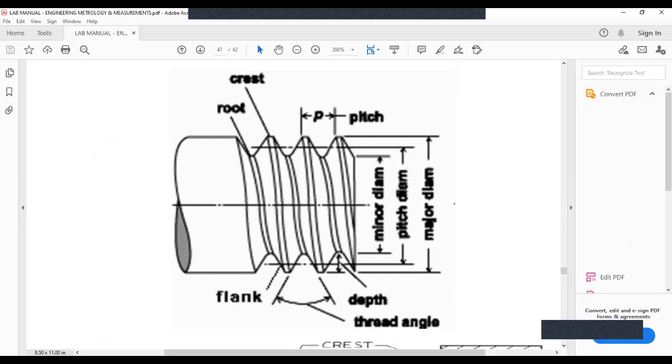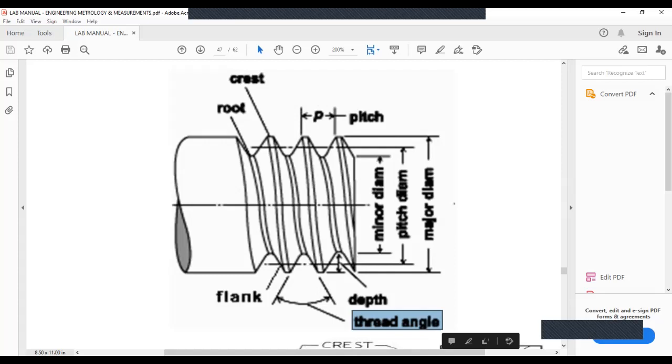So these are some of the parts which are going to be there. As a part of our experiment, what is our aim? Here we are interested to find out the pitch, this particular parameter, and the thread angle. These are the two things which we are majorly interested in.